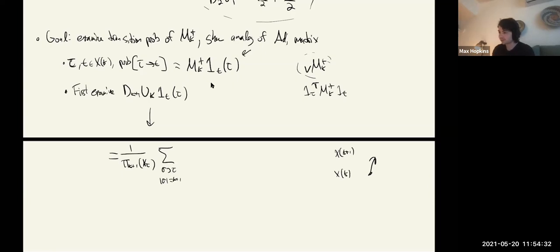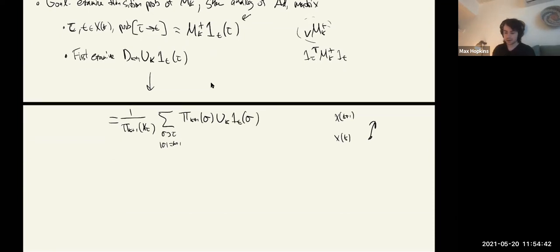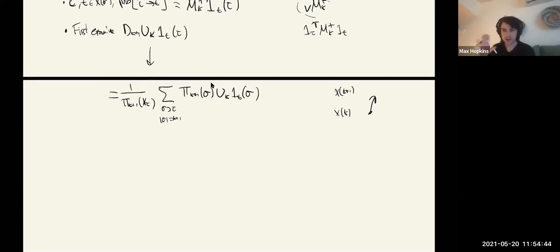We should have pi k plus 1 of sigma times u k 1 T of sigma. Okay, so this is just writing out the definition. I haven't done anything complicated here. And now I want to examine the down step, right? So the down step corresponds to the up operator. So let's take a look at what is U_k 1_T of sigma.